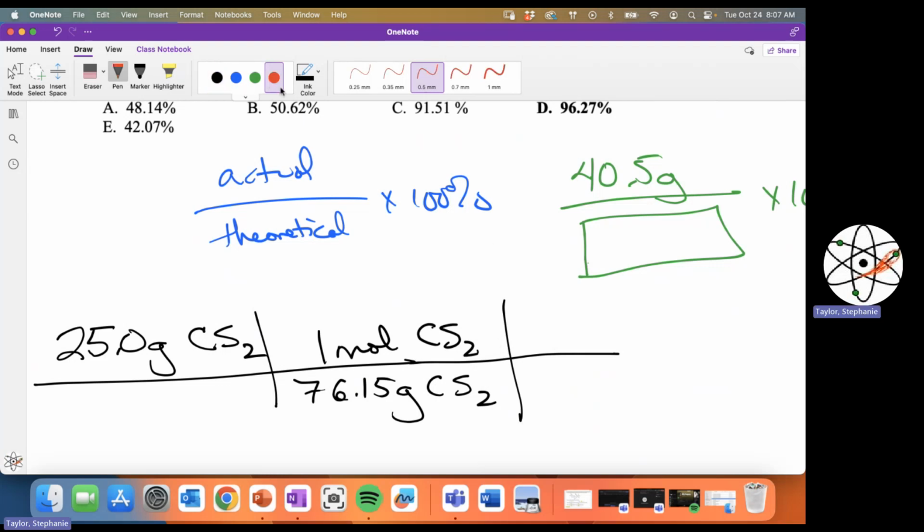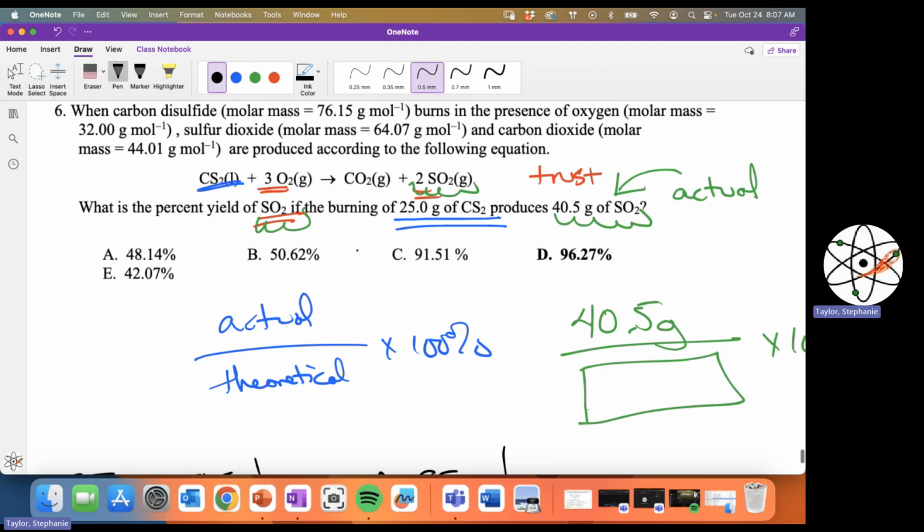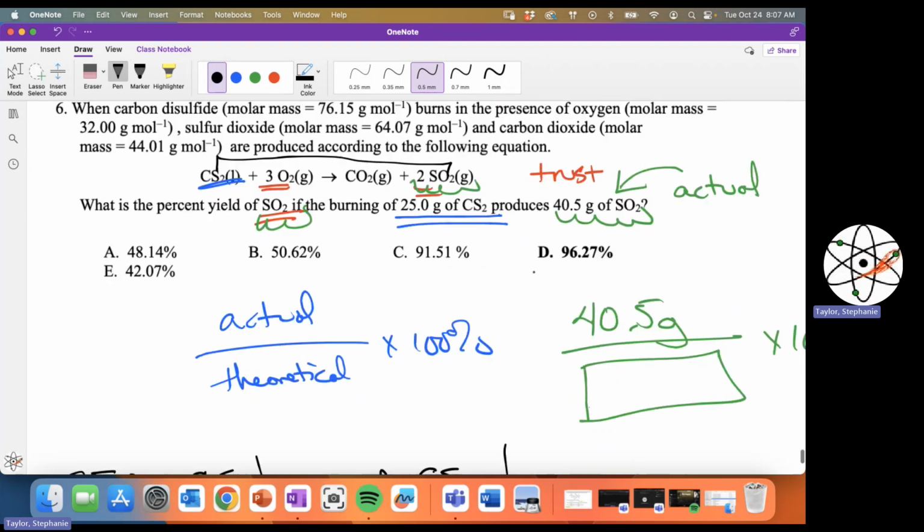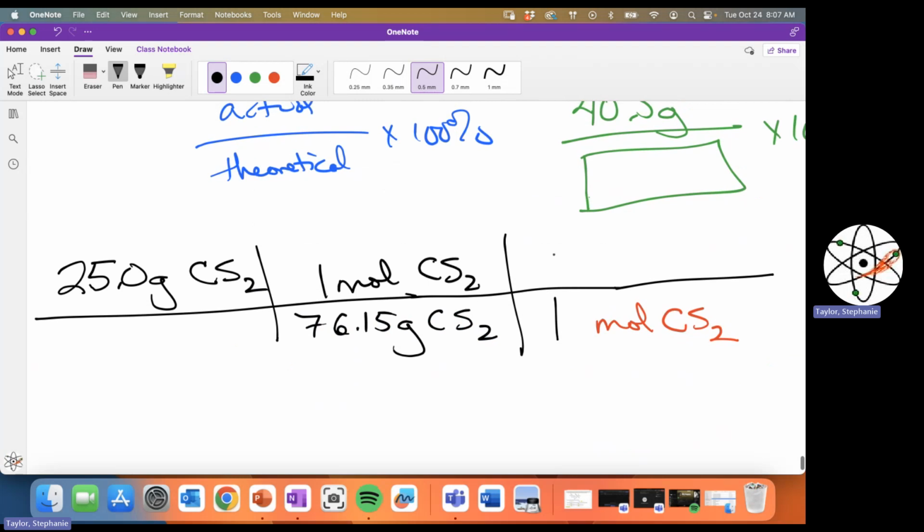And then I want to deal with going from my moles of sulfur, of carbon, sorry, whatever this is supposed to be, carbon disulfide. But I don't want carbon disulfide. I want my product, sulfur dioxide. So I'm going to go from here to here. So I've got 1 to 2. So 1 mole of carbon disulfide in 2 moles of sulfur dioxide.